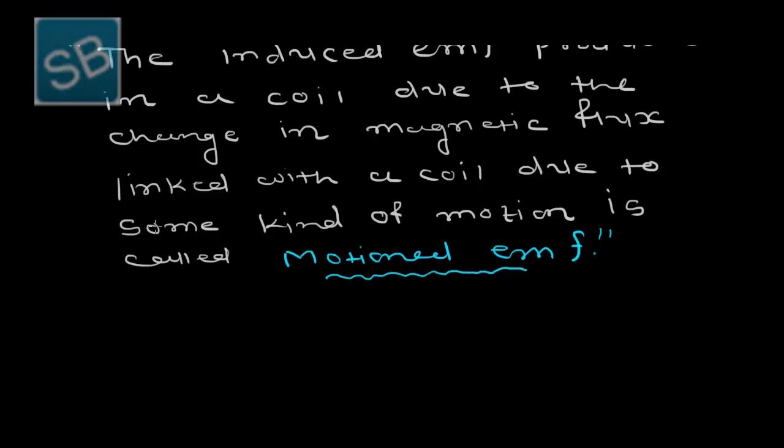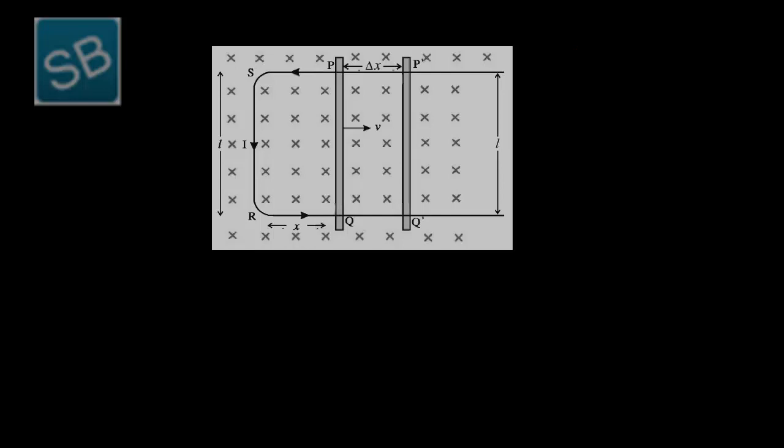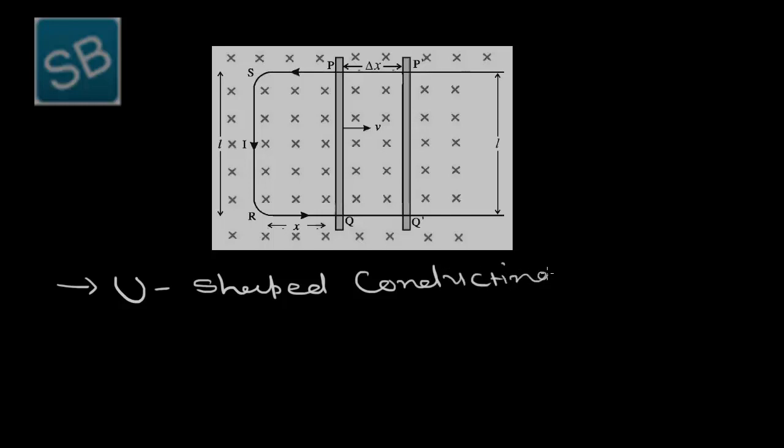Now, to obtain such kind of EMF, you just consider the following situation or arrangement, for which I am going to provide a figure. So this is the figure in which we can produce the motional EMF. So which are the components used over here? First of all, this is the U-shaped conducting wire. Then this is placed in a non-uniform magnetic field, or sorry, uniform magnetic field. This is the uniform type.